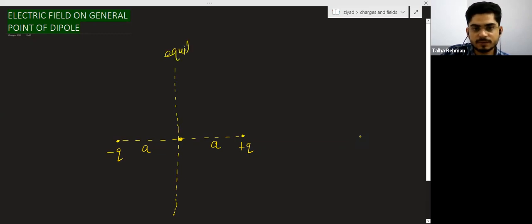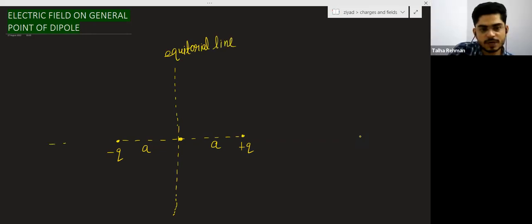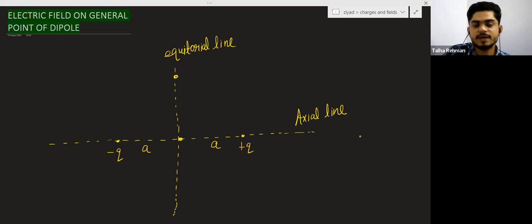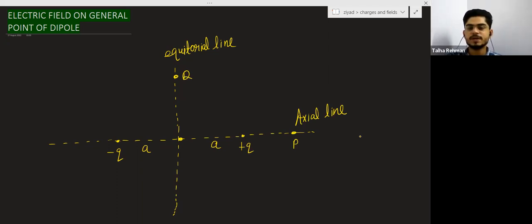Which line? Equatorial line. And this whole line is known as the axial line. Earlier, we calculated the electric field at a point on the equatorial line, and also calculated the electric field at a point on the axial line. This is O, the center of the dipole.